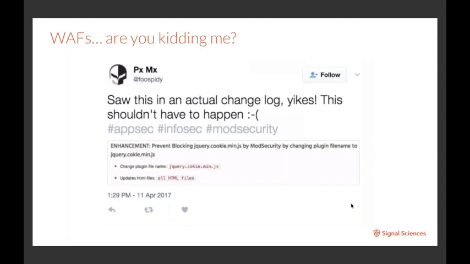And this should not be the case, right? We shouldn't have to have these kind of compromises in order to have some level of security, right? So this is just not good.